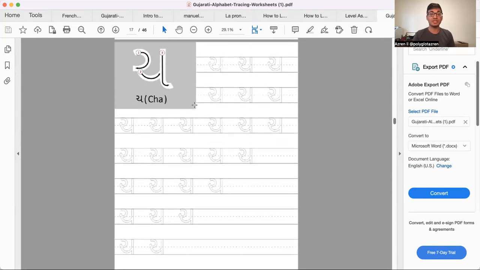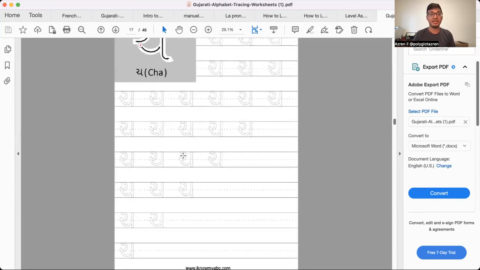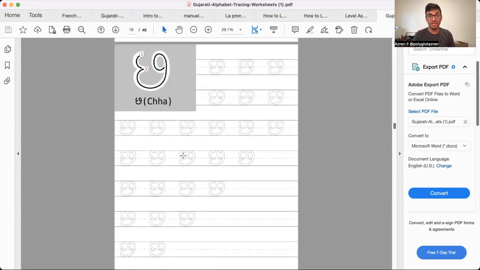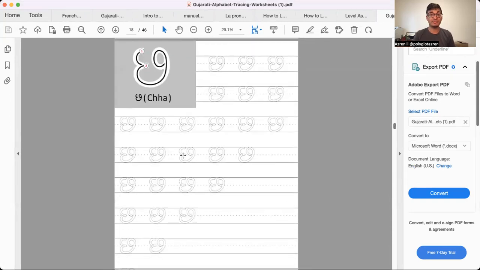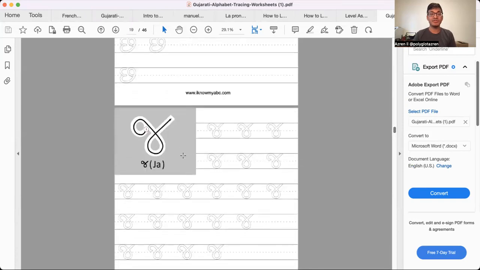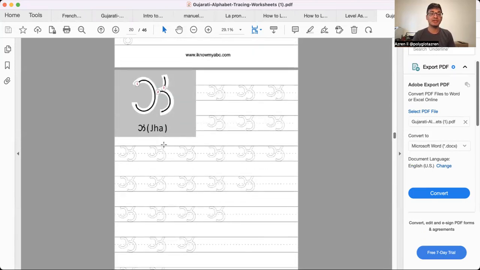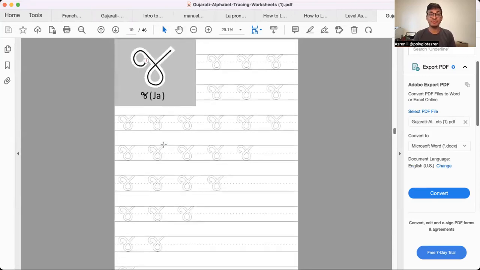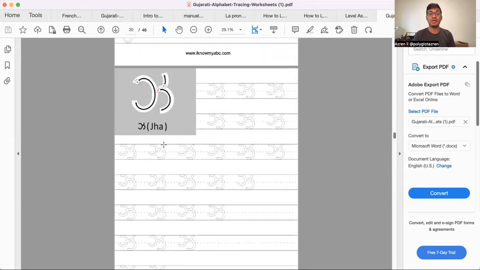Next two letters are cha and cha. Again, unaspirated cha and aspirated cha. Next two letters, ja, ja, almost like the word joke in English, really easy to say. First variant, unaspirated ja, aspirated ja.